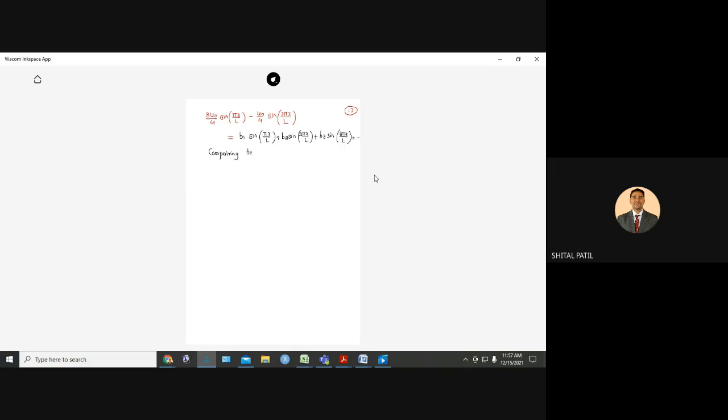Comparing terms on both sides. These two terms are the same: b1 is 3 u naught by 4. There is no b2 term. These two terms are the same: b3 is minus u naught divided by 4. What about b4? 0. B5? 0. And so on. Remaining all b's are equal to 0.